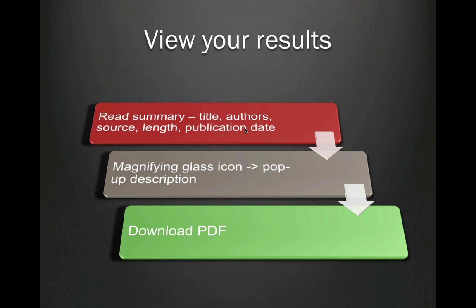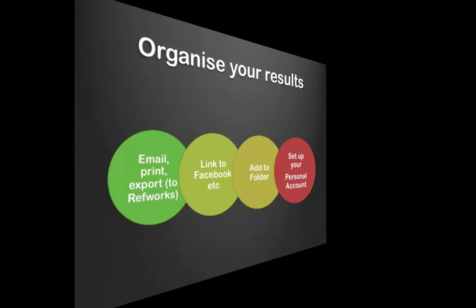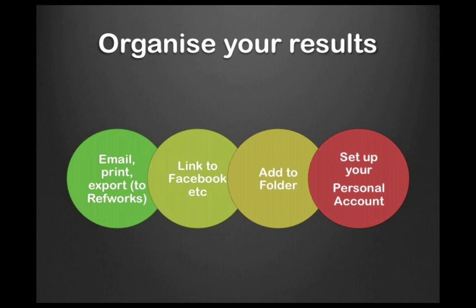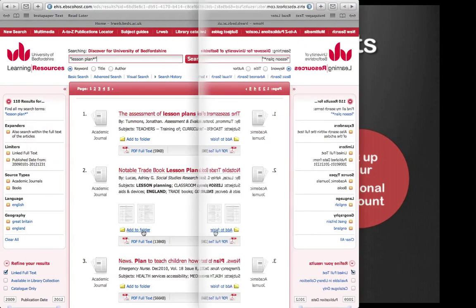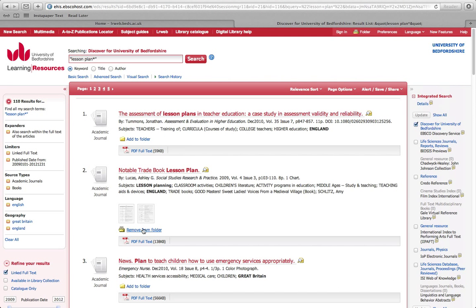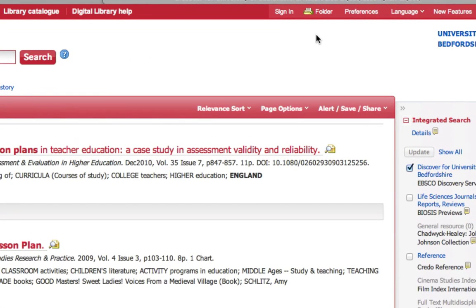Once you've found a few results that look good and you want to use them in your assignment later, you can either manage each result individually and email it or export it to your RefWorks account as you proceed, or you can add each one that you find to the folder and then open up the folder at the end of your session and send them as a batch to your email account or RefWorks, or print them out.